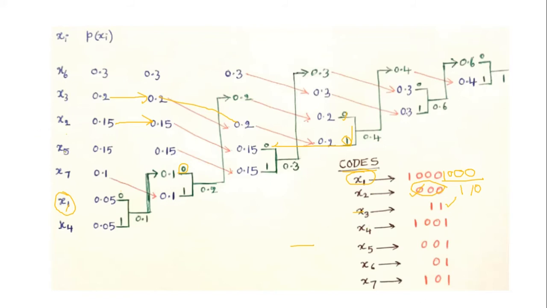For x4, this is 1, we come again here 1 0, x4 we write 1 0, we go like this, where we get 0 and 1. Similarly, we can check the code words for others.